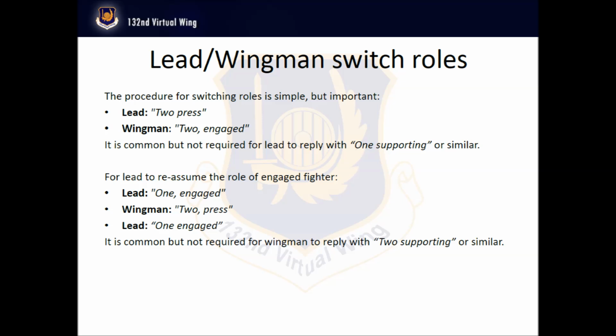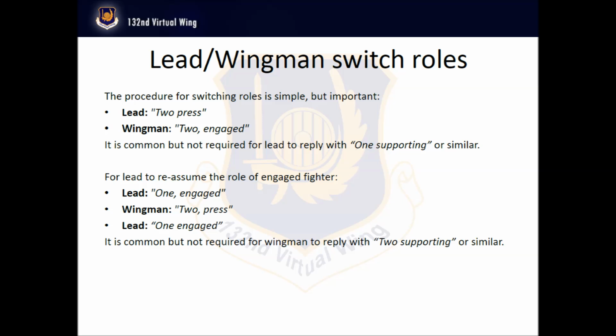On some occasions, the flight lead may decide to push the wingman into being the engaged fighter. The process is simple and it is outlined here. The lead initiates it by calling 2 press, and the wingman responds by 2 engaged. And the flight lead concludes it by calling 1 supporting.